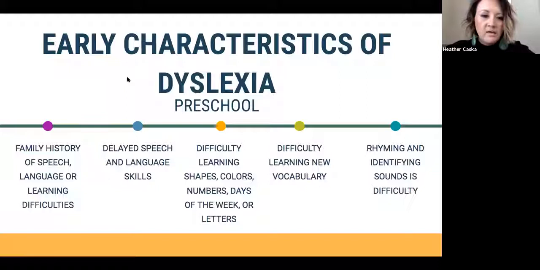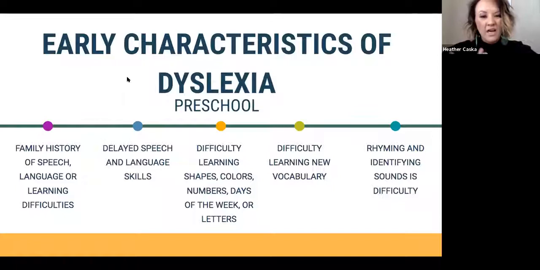One of the biggest things that we always ask our parents is if there was any family history of speech or language difficulties or learning difficulties. I often don't specifically ask about dyslexia right away because 8 times out of 10, I'm going to get no, no one in the family has dyslexia. But then as I continue to talk to the families, it comes out: well, dad didn't really like school, or dad kind of struggled with reading, or I myself had a hard time with my writing.